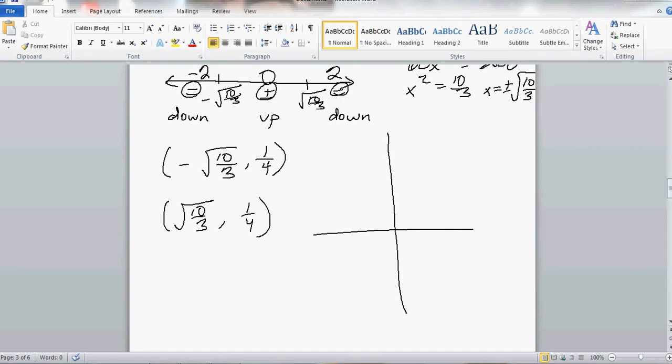So let's see what all we have here. We have the point 0, 0. That's easy enough to find. Square root of 10/3, 1/4, maybe somewhere out here. And negative square root of 10/3, 1/4 would be just reflected through the y-axis.